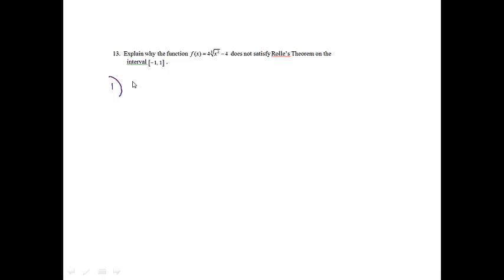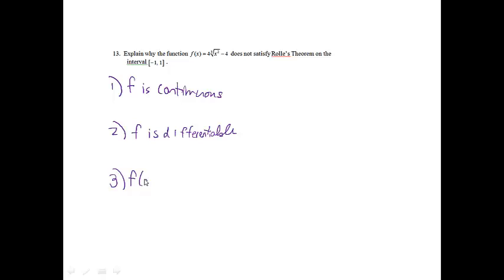Number one is that f is continuous. Number two is that f is differentiable. And condition 3 is that f of -1 would equal f of 1. The y values at the endpoints would equal each other. So let's start. You could start at really any of them. I'm just going to start at it being continuous.